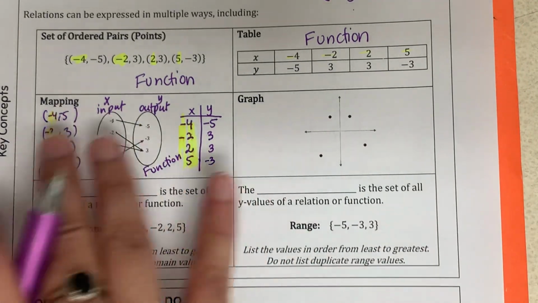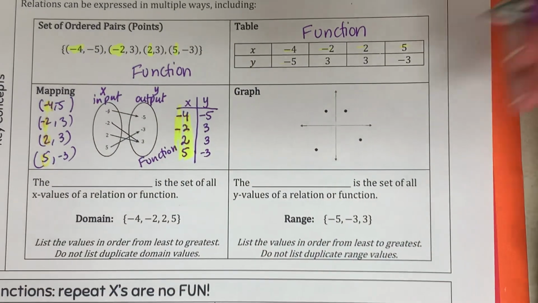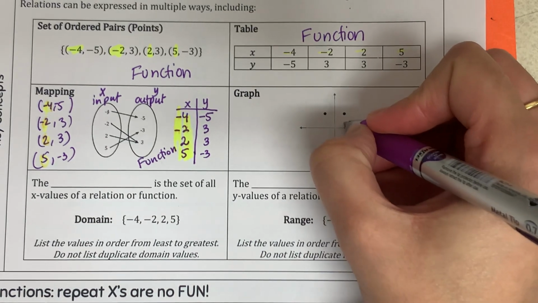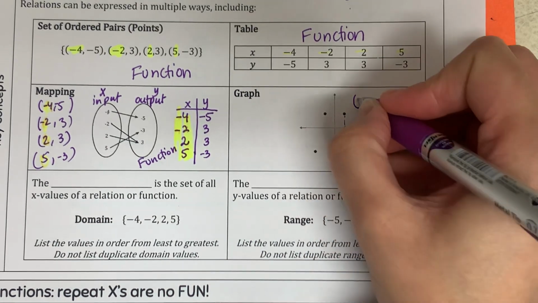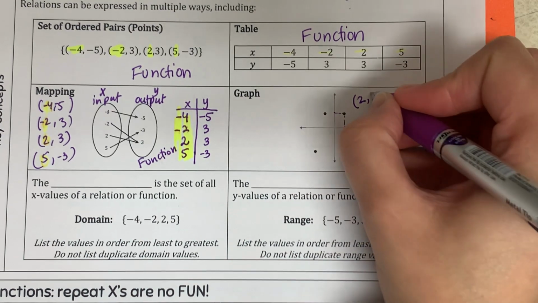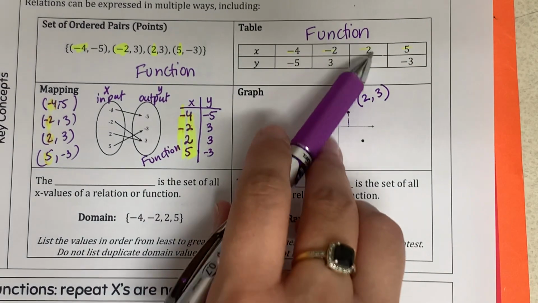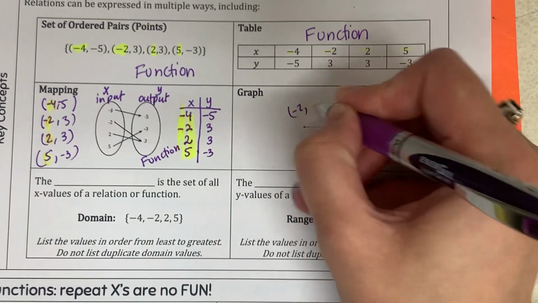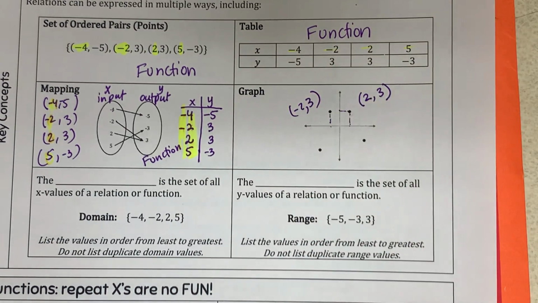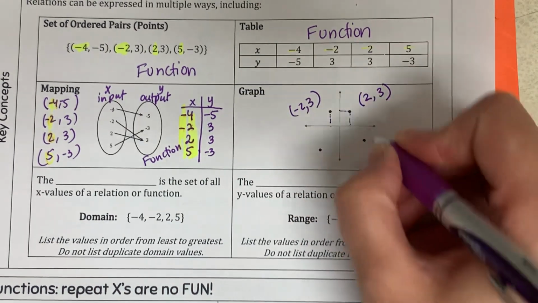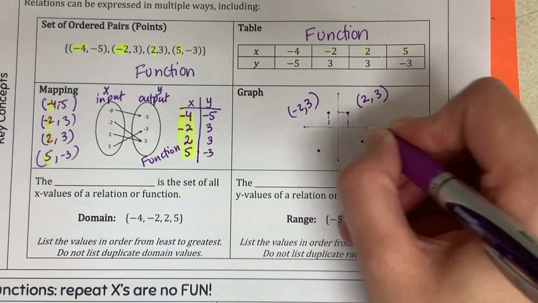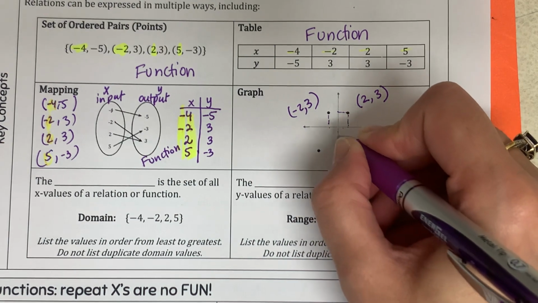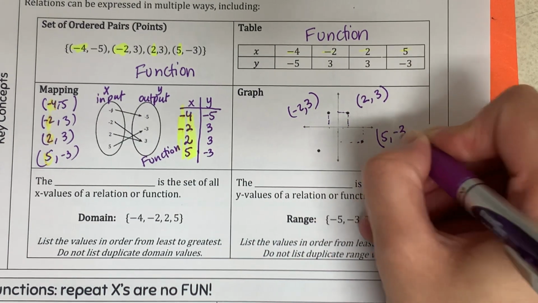Graph. So the same pairs are plotted on the graph. I am going to write the ordered pairs. Always write the x first. This is 2, that's 3. This is that ordered pair represented as a point. This is -2 and +3. This is 1, 2, 3, 4, 5. X is 5, 1, 2, 3, -3.